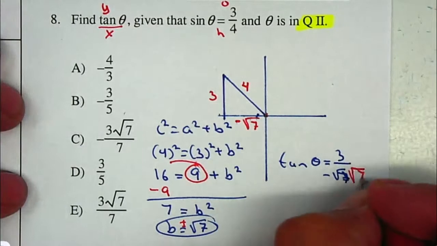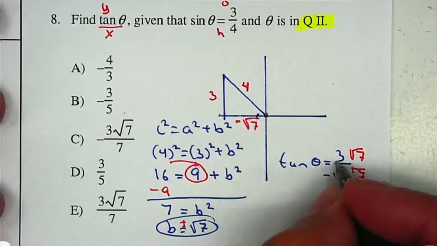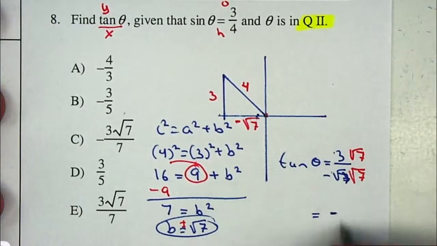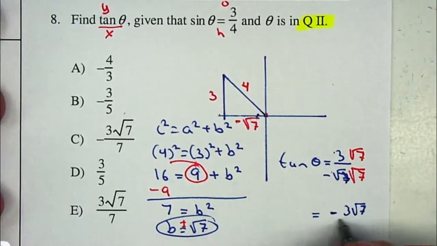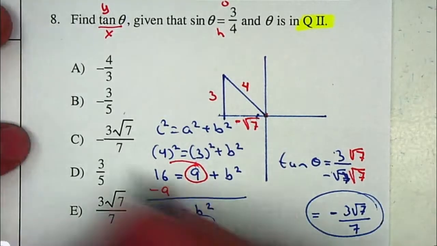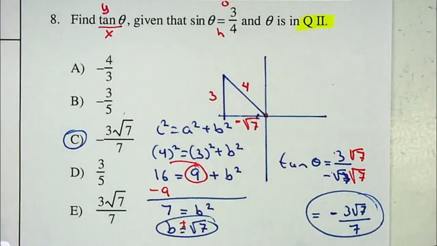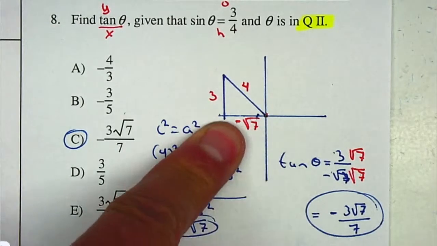I'm going to multiply by the square root of 7. So it gives me negative, positive divided by negative is a negative, 3 square root of 7, and square root of 7 times square root of 7 gives you just 7. So therefore your answer will be letter C. Just be careful that in this case, don't forget to place your negative in there, otherwise you're going to get it incorrect.